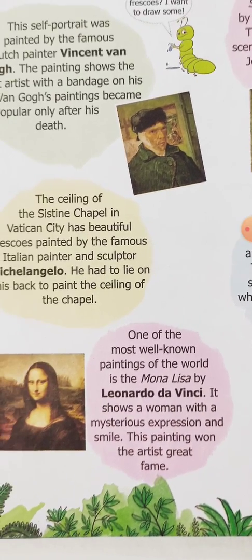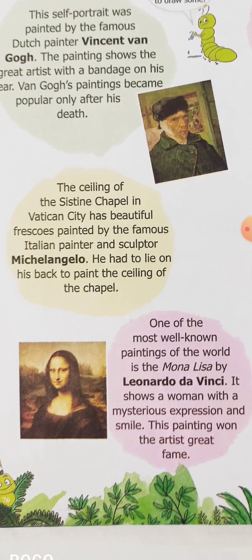Now the next one is: the ceiling of the Sistine Chapel in Vatican City has beautiful frescoes painted by the famous Italian painter and sculptor Michelangelo. He had to lie on his back to paint the ceiling of the chapel. Now, what is a chapel? It is a type of church. Okay, so you have seen the churches, they have very tall roofs.